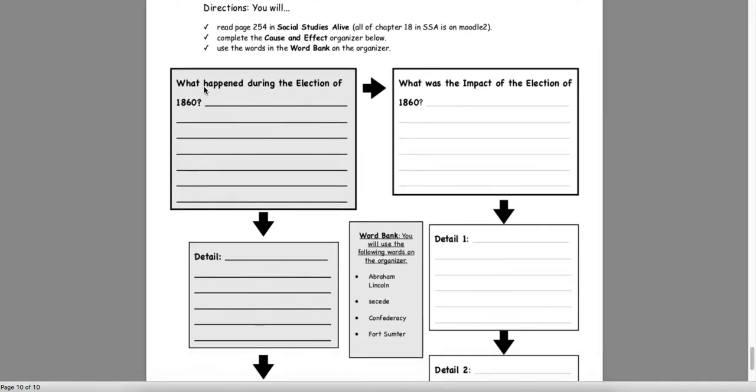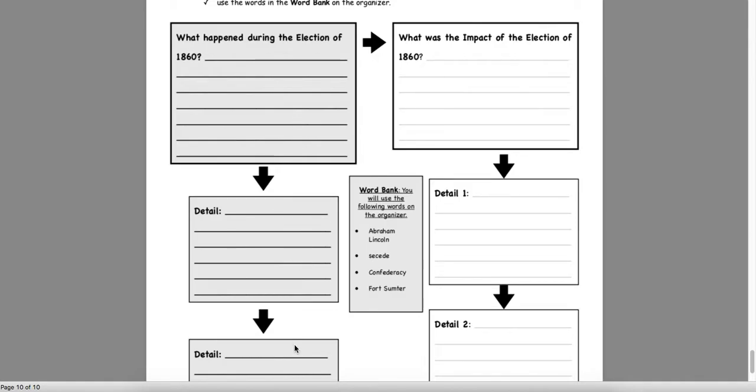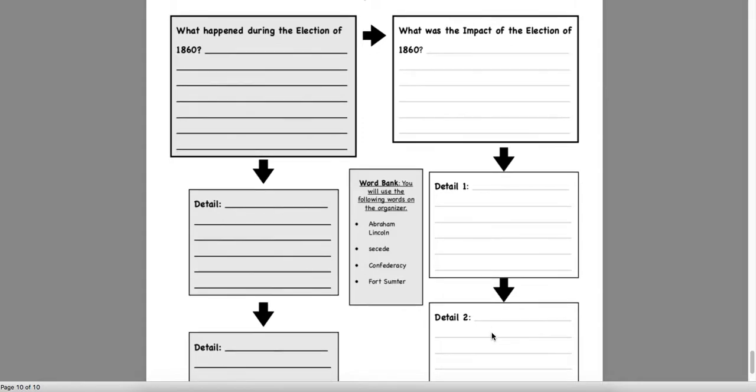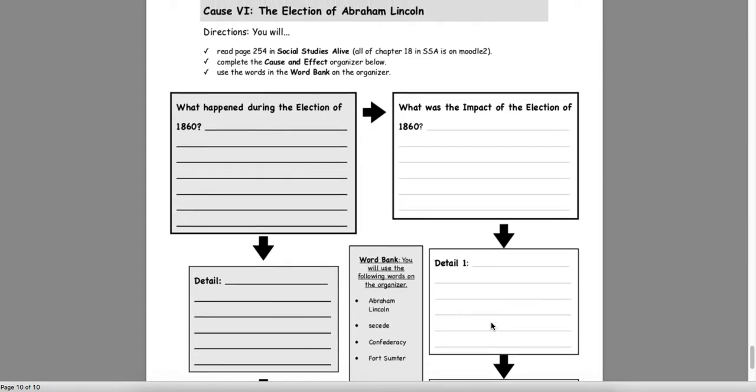So we have a cause. What happened during the election of 1860? And you're describing the election of 1860. And then you have an effect. What was the impact of that election? And of course, we have words like Abraham Lincoln, secede, Confederacy, Fort Sumter. So those words need to appear throughout here. But obviously we have the election of Abraham Lincoln, and then after the election, the South leaves the Union or secedes. So you'll be completing this after you read.